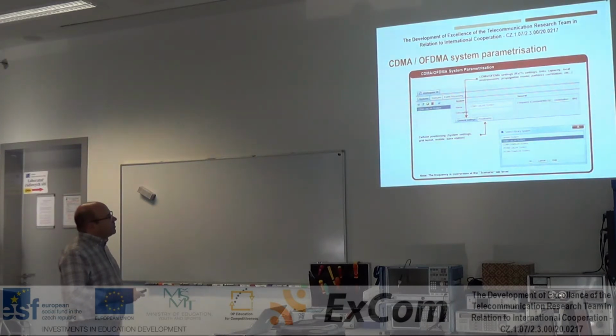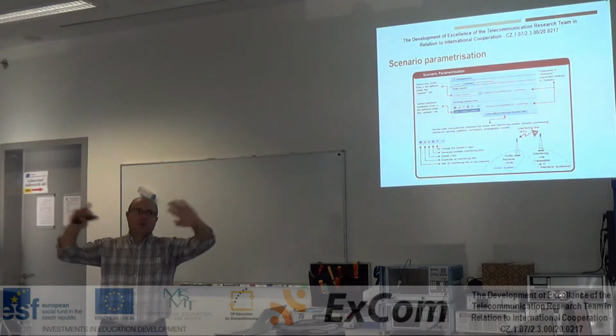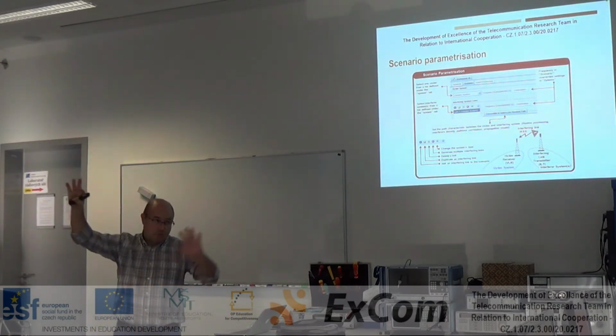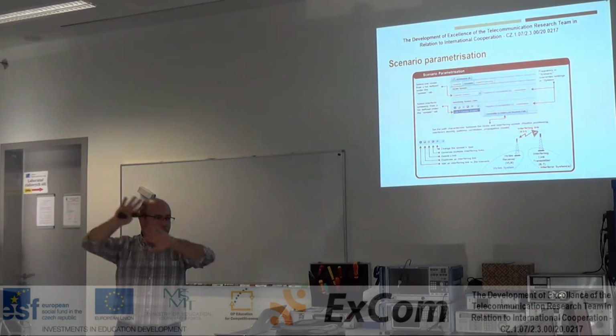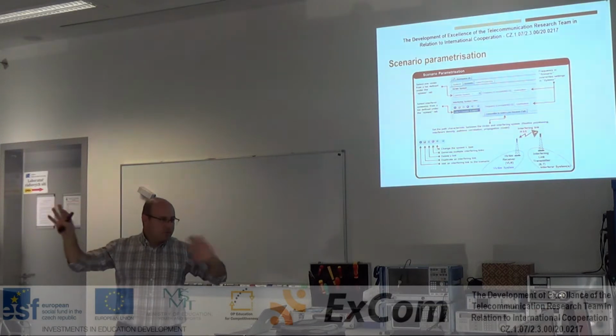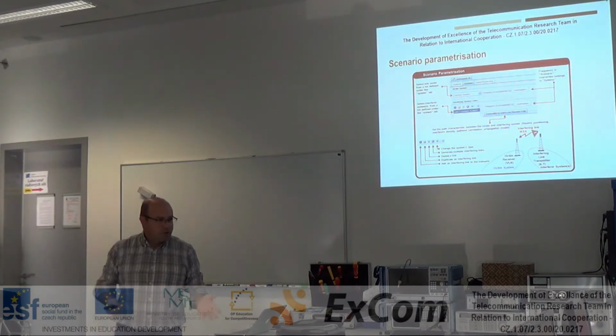I will skip this one, which is on CDMA or FDMA. Then we have the second tab, which is called Scenario. On the scenario, we define where the interfering system is located and where the victim system is located, whether they are moving or fixed, and what the propagation model between them is, so it can be defined also here.